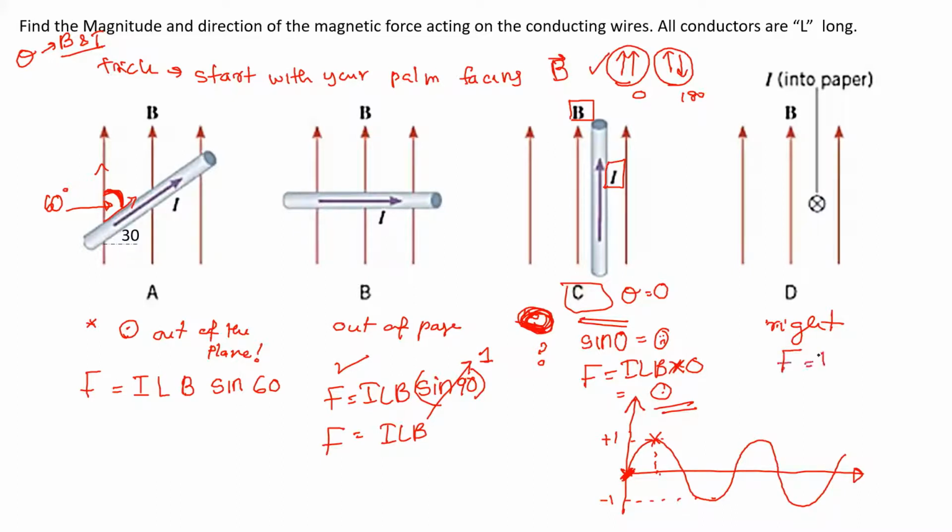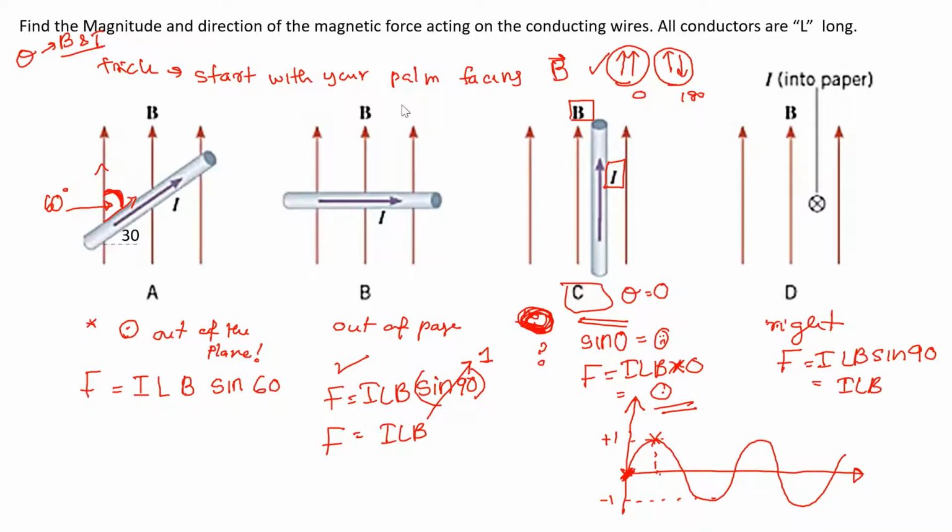What is the angle between I and B? It is 90. Why is it 90? So here I have two pens. One is the current, pointing into the screen, and the other one is up. If I turn it like this, you can see it is 90. This also gives you ILB.